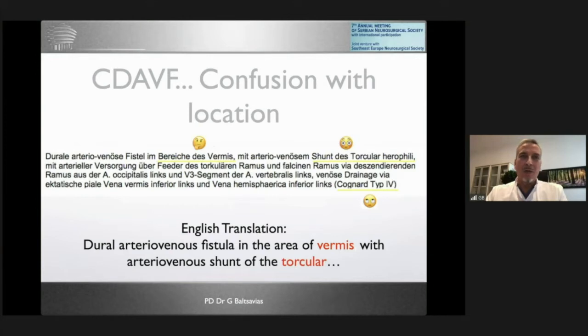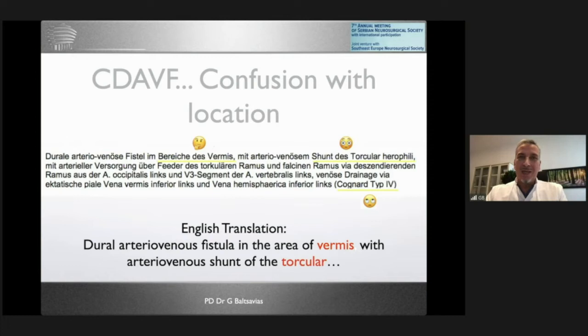So how can we control how we understand this entity and how we perform the analysis of these cases? The best way to do this is to check our medical reports and our related publications. This is a real example from a medical report, with the English translation below. My comment, shortly: why is this confusing? Vermis is a parenchymal structure of the cerebellum and has nothing to do with the actual location of the lesion.